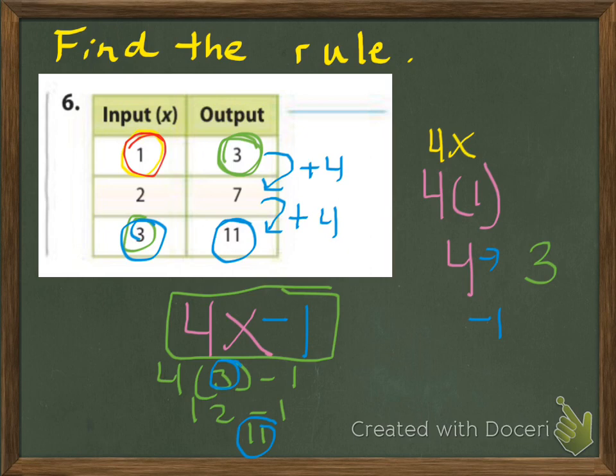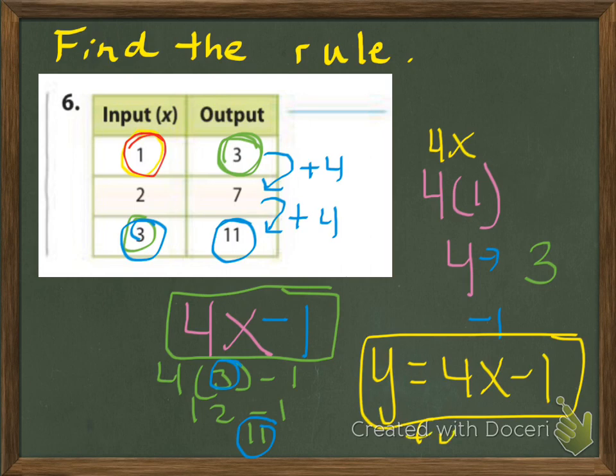But on the quiz, it says write an equation to represent each function. So it would be y equals 4x minus 1. So don't forget that this is actually the function. This is the equation that matches the function, I should say.